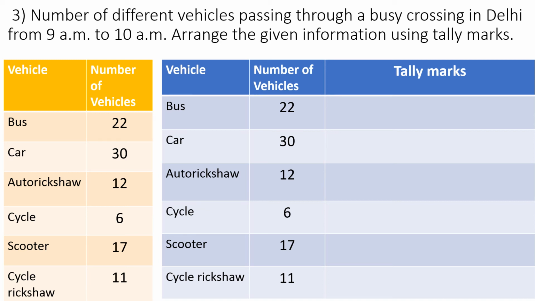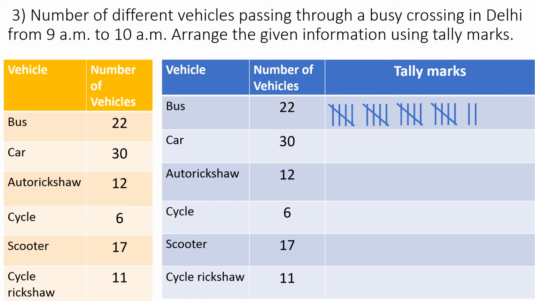There are 22 buses. Now tell me how many lines we have to draw? Yes, 22. So draw 22 lines. 1, 2, 3, 4, cross fifth line. 6, 7, 8, 9, cross line for 10. 11, 12, 13, 14, cross line for 15. 16, 17, 18, 19, cross line for 20, 21 and 22.